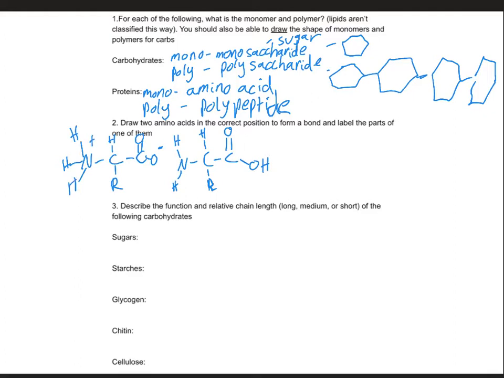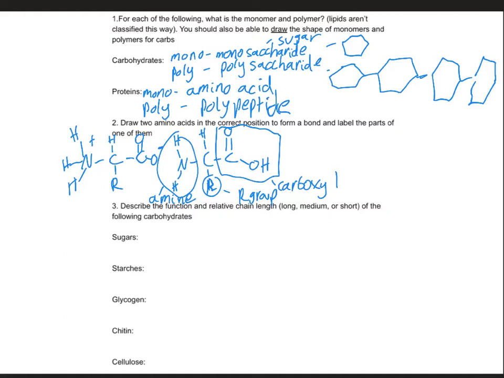And then the ionized form is going to look like this. So you could potentially see either of these, but either way, this part is going to be called the carboxyl group. This part is going to be the amine or amino group. This will be the R group. So those are the parts that you would need to label.